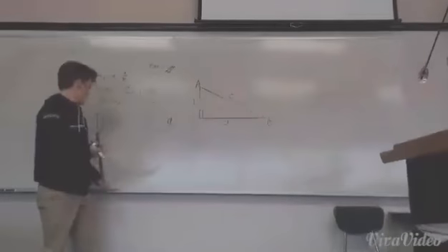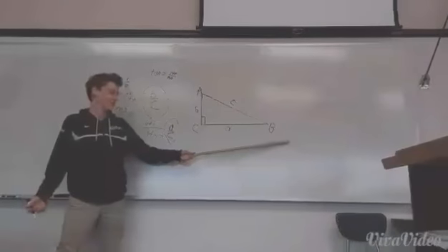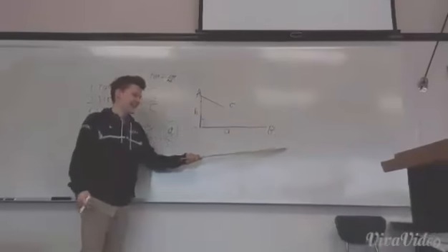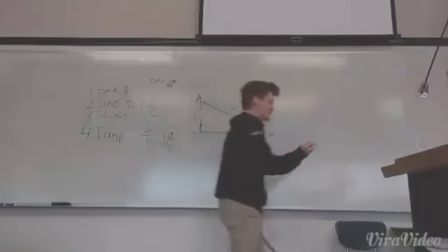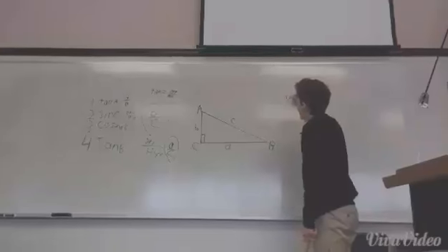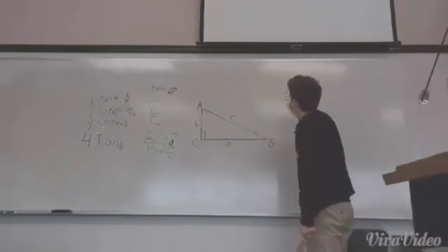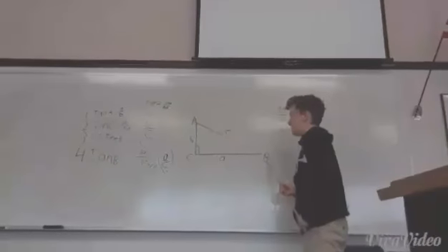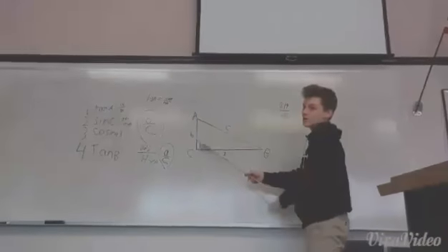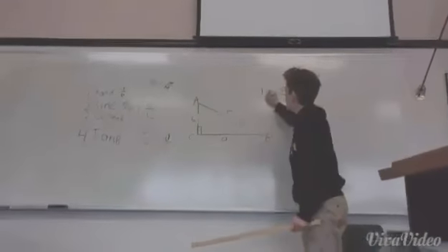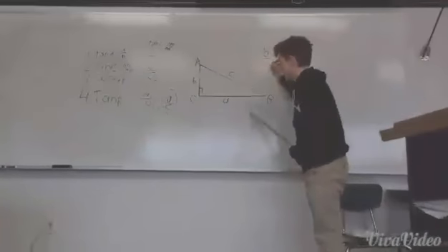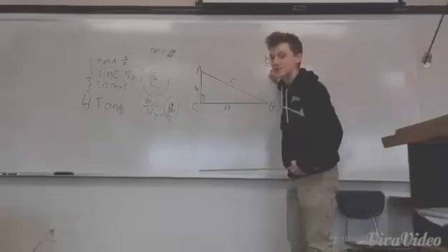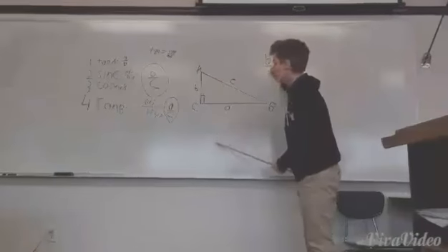Alright, tangent B. That would be this one again. Sorry, I got a little confused right there. Tangent B. So we already know what tangent B would be. It'd be opposite over adjacent. So the opposite of B, what would it be? Little b. So we would have B over what? What's the adjacent to B? C? No, that's the hypotenuse. Don't do C.